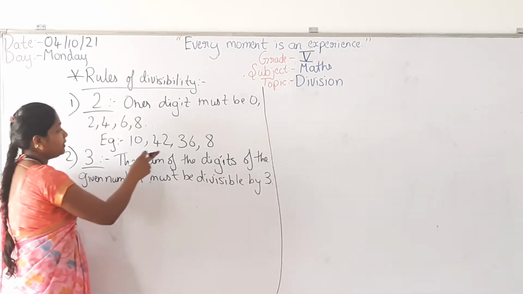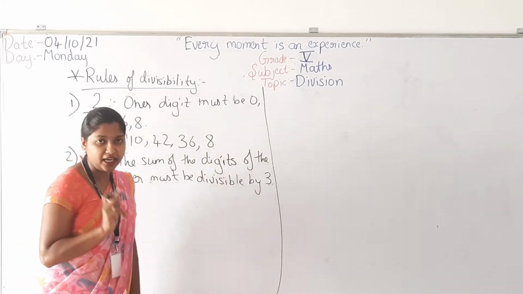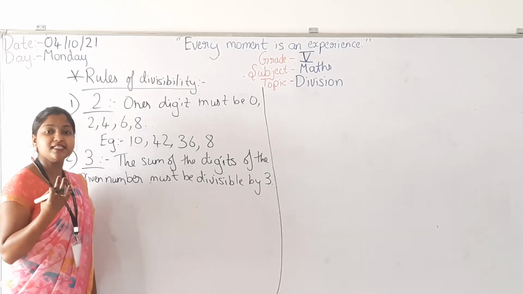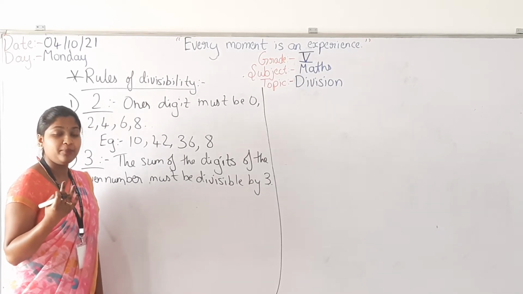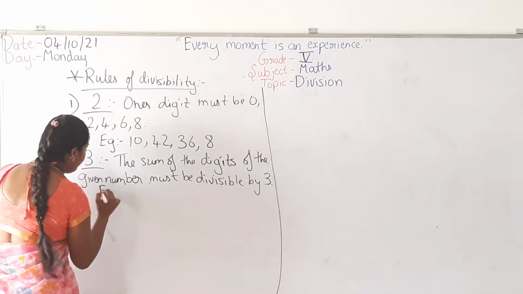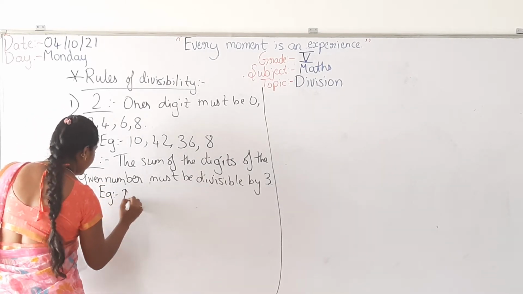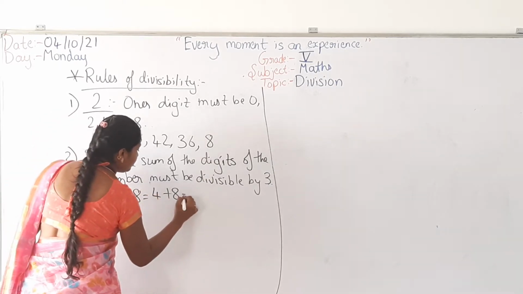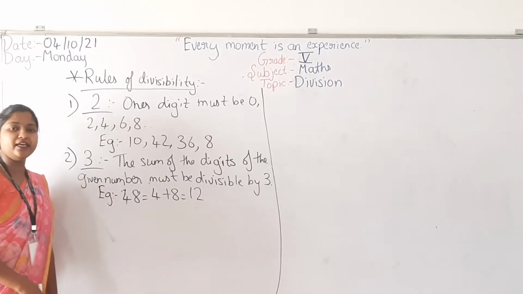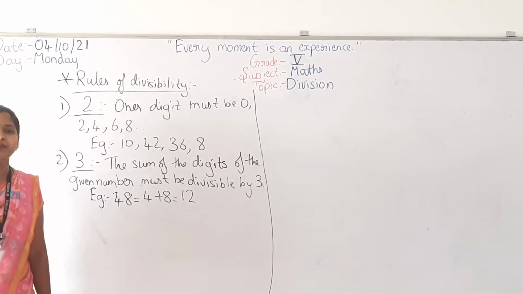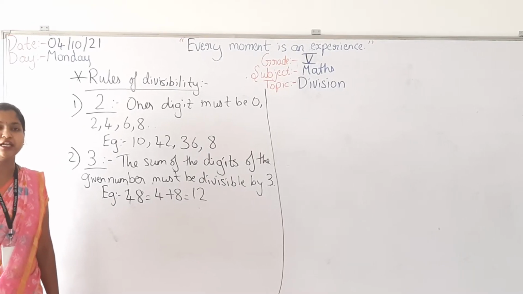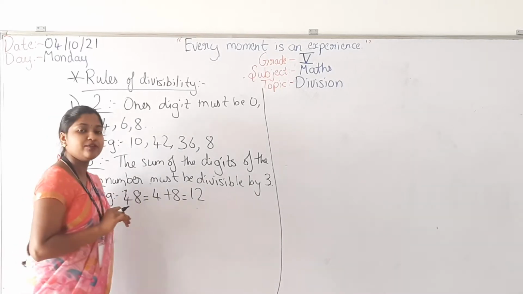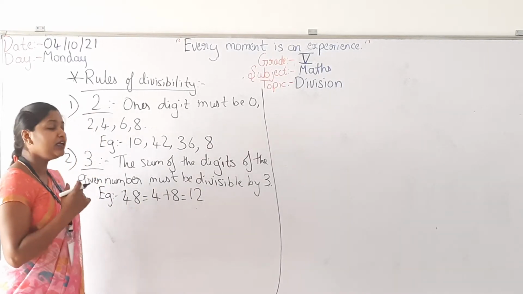For example, 36. 3 plus 6 is 9. 9 is divisible by 3, right? 3 ones are 3, 3 twos are 6, 3 threes are 9. That means it is divisible by 3. For example, 48. 4 plus 8 is 12. Is 12 divisible by 3? Yes. 3 ones are 3, 3 twos are 6, 3 threes are 9, 3 fours are 12. So 12 is divisible by 3. This is the rule for divisor 3.